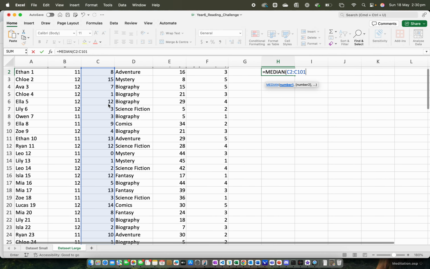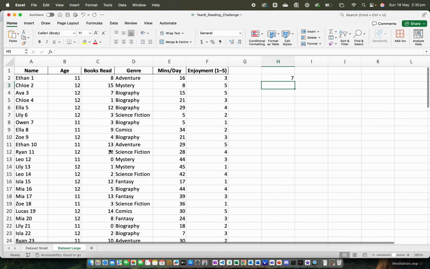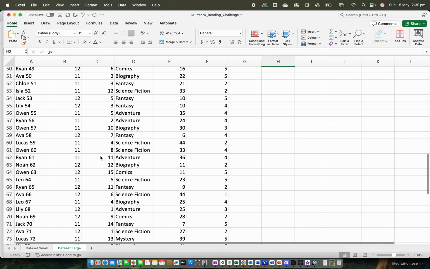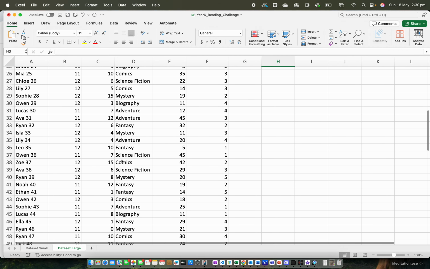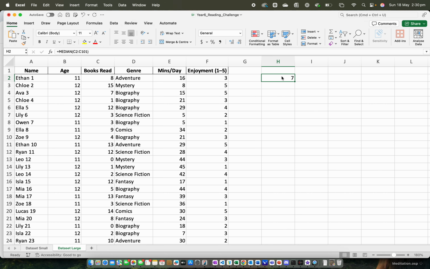Then I close my bracket and we find that the median is now 7. So the median number of books read is 7. Do we have any really big outliers? I think the largest is 15 that I've seen there. So that is the median.